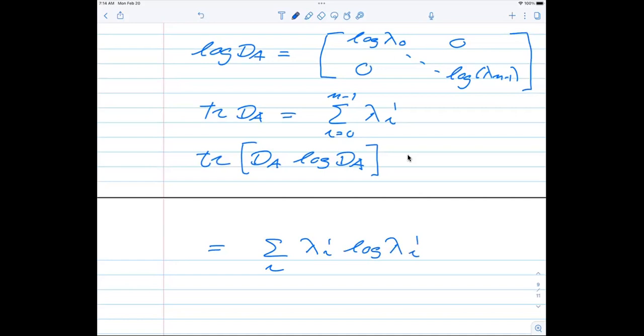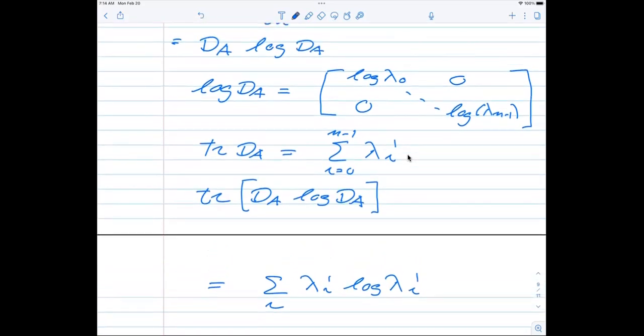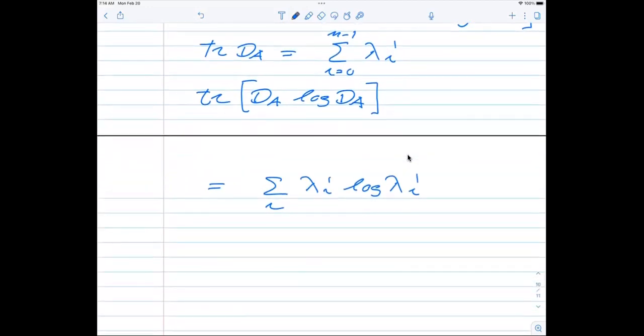So remember that the trace of a diagonal matrix is just the sum over the diagonal matrix elements. This is a product of two matrices, and log D of A is just a diagonal matrix, as is D of A. So my final product is just the sum over the logs times the eigenvalues. The trick here is to use the unitary transformations in order to show this relation. And lambda i represents a probability.